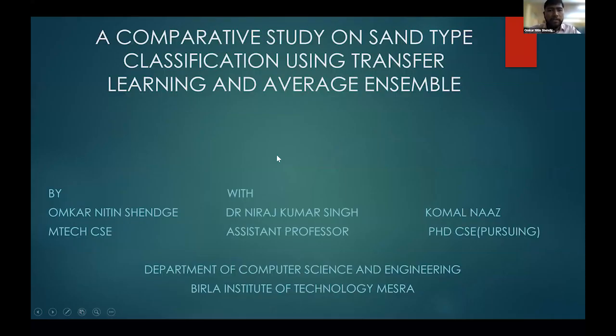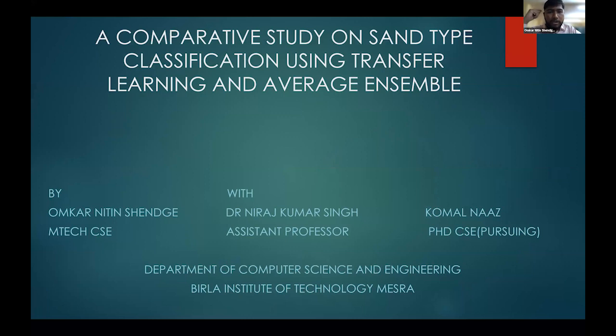Omkar Shinde. I'm a Master of Technology student at Birla Institute of Technology under the MTech course here, with my co-authors Dr. Neeraj Kumar Singh, assistant professor, and my fellow friend Komal, now a PhD candidate here in the Department of Computer Science and Engineering.